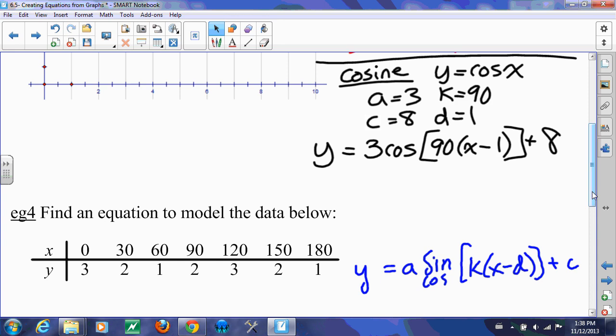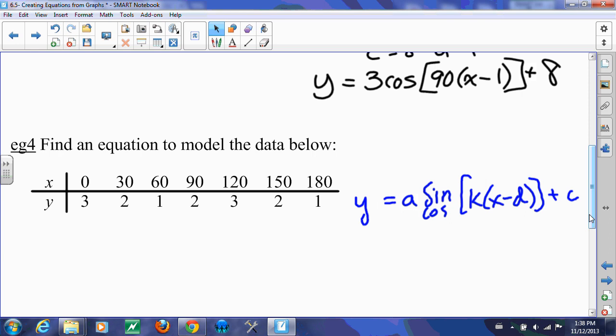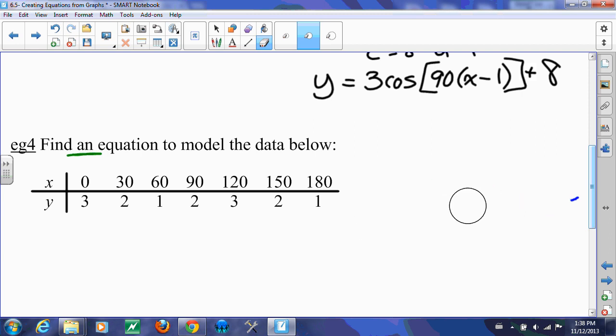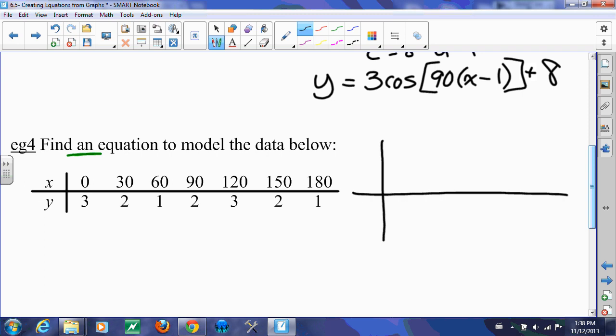All right. Now, this last one, ladies and gentlemen, says to give an equation to model the data below. I always think that visually it's better to sketch this. So on a quick sheet of paper, just quickly sketch this. We know we've got 30, 60, 90, 120, 150, and 180. We know we've got a scale going of 1, 2, 3, 4.